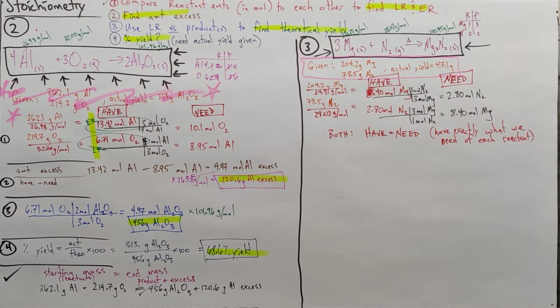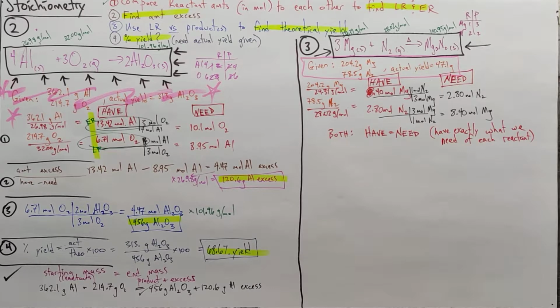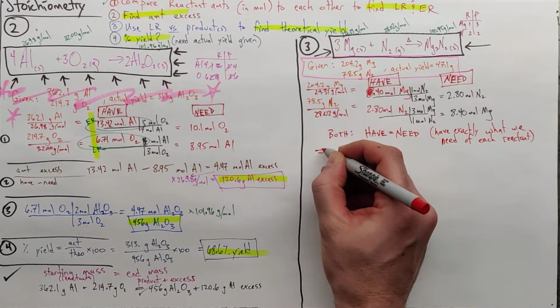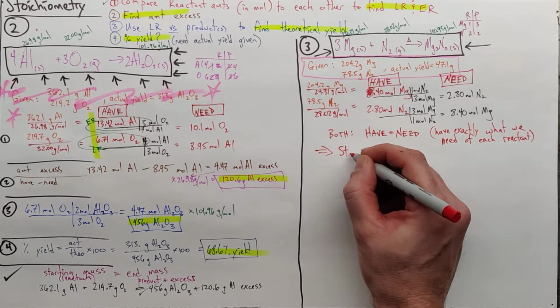It's like going into your pantry and exactly having the ingredients for a batch of cookies, which is ridiculous, right? But it's, I guess, a possible scenario. So what is this called? We call this situation stoichiometrically equal amounts.